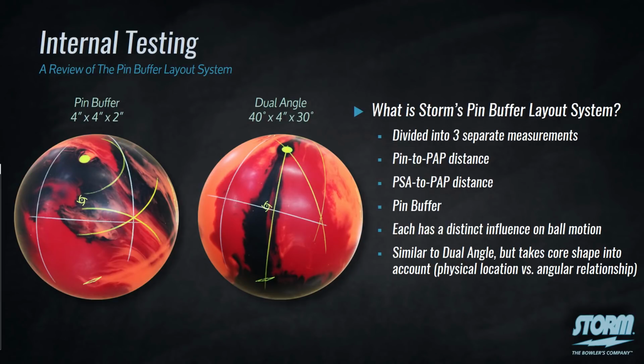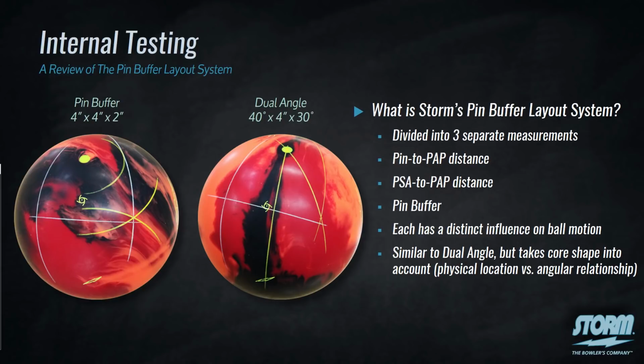And I'm sure there's many of you watching today that utilize the pin buffer system. You might use the dual angle system. There are two basic layout systems that the bowling world uses now. If you go to Storm Bowling on YouTube, you can check out these videos, and Alex does a great job of breaking down exactly what each of these numbers mean.